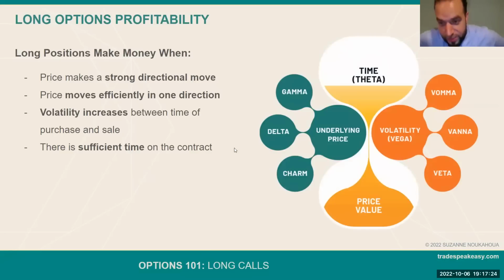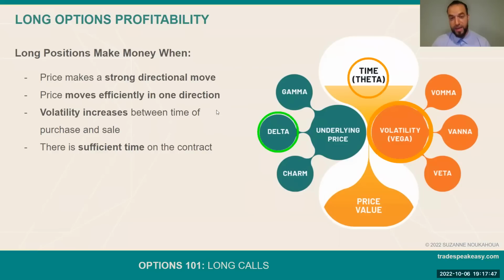This is one of my favorite graphics that Suzanne has shared. No one talks about Vomma, Vanna, Veta, Charm. Suzanne teaches not only the basic Greeks, but how the Greeks interact with each other. Today, the main focus is going to be delta. We will also talk about time and a little bit of volatility. You will see, especially if you're active in the Telegram groups, that Vanna and Charm get talked about a lot. We're not going to be covering those things today.